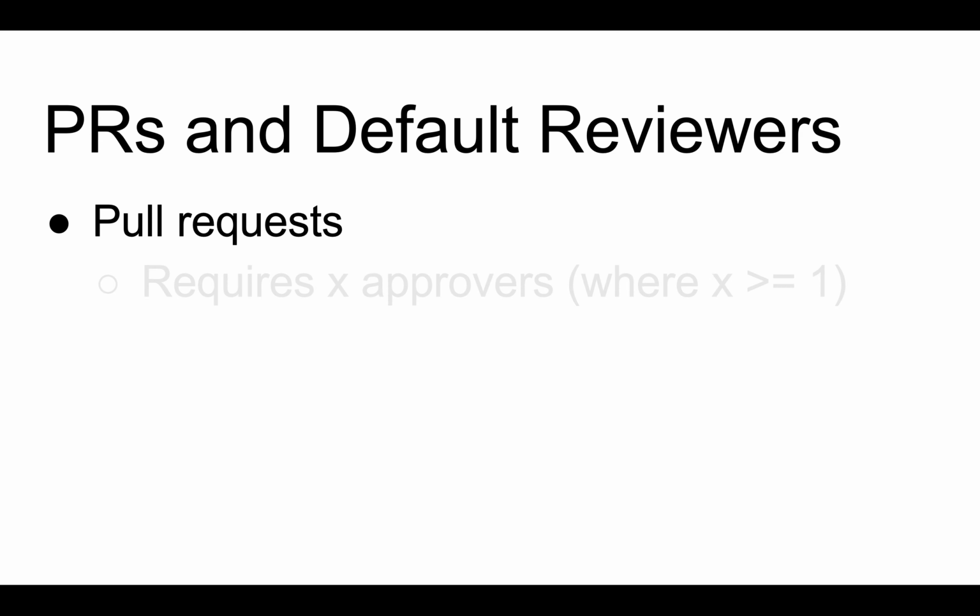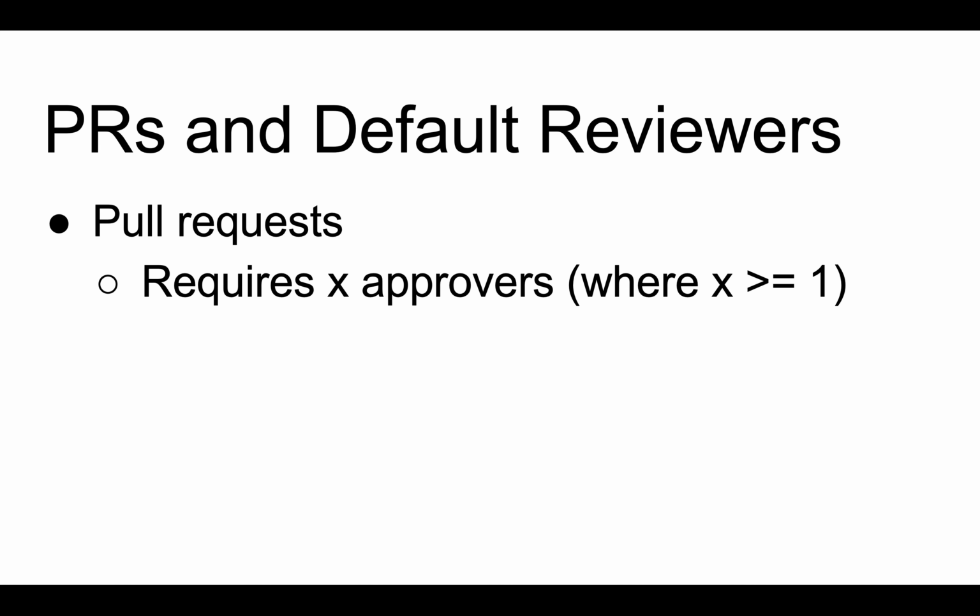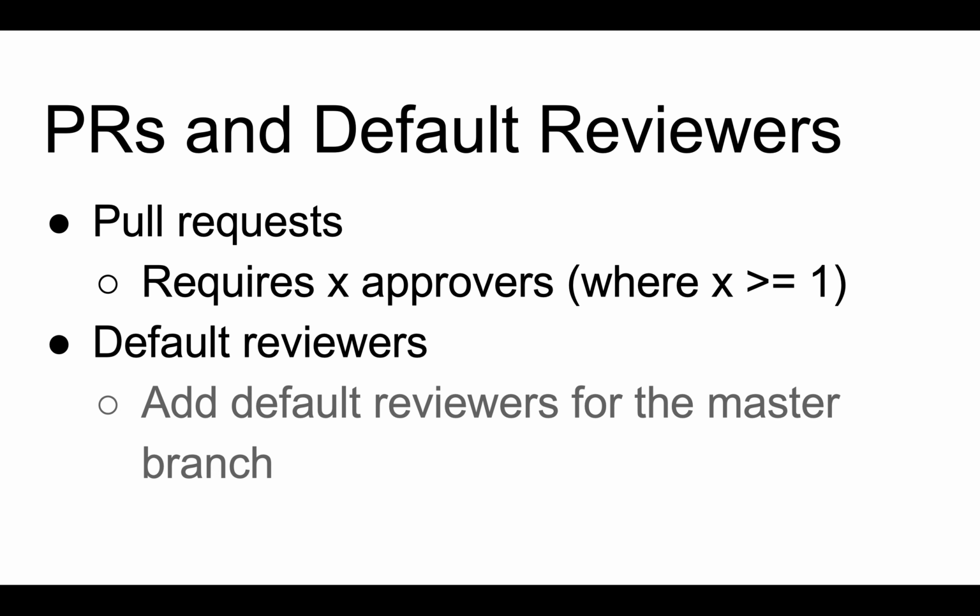And then when it comes to PRs and default reviewers, you want to make sure you have some settings for pull requests where you require a certain number of approvers, and then you have your default reviewers for the master branch. And these are the people who get an email when somebody is proposing a new version to an environment.